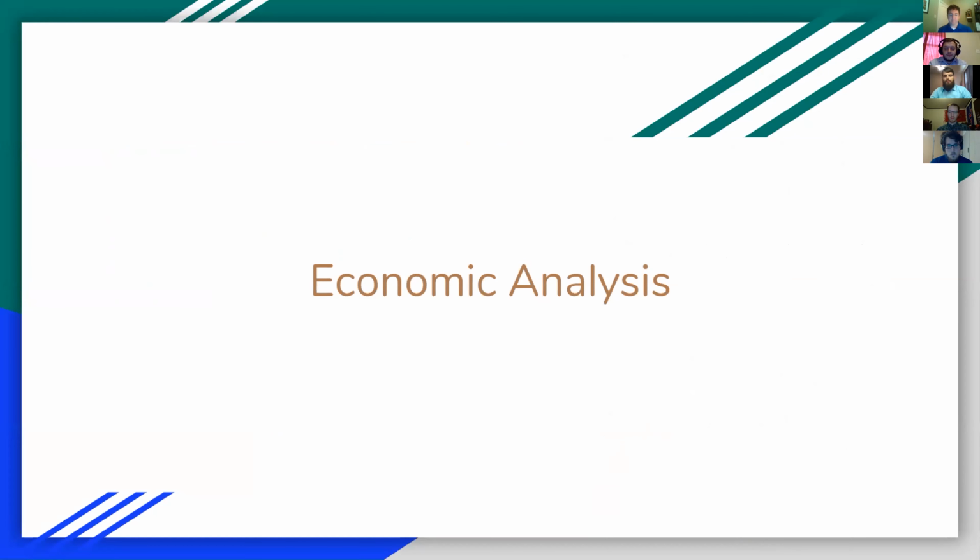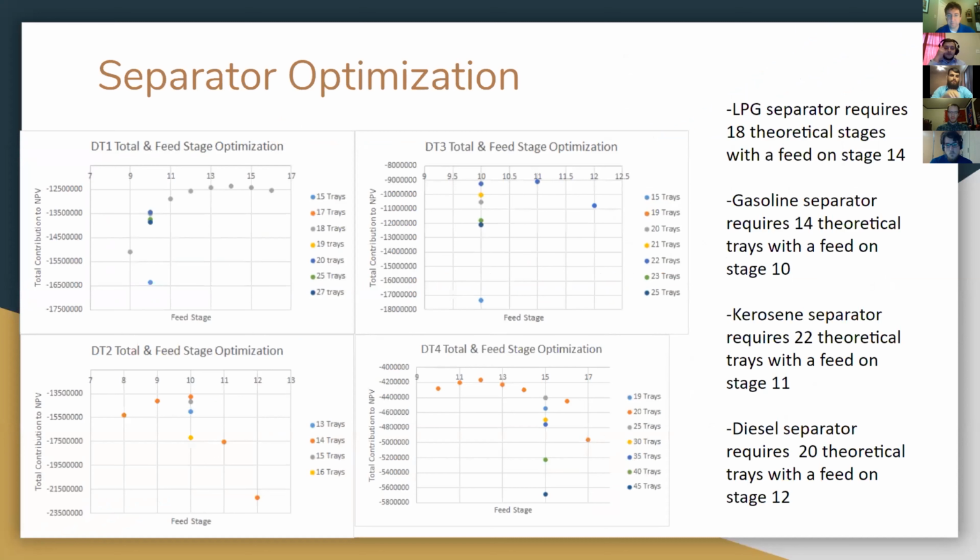So I'm going to talk a little bit about the equipment and the economic analysis of all the processes. Right here, first off, is our separator optimization. We optimized every separator for not only feed tray, but also the total number of trays. Right there, there's a clear peak on each one at the optimum feed and total tray space, and you can read on the right what exactly those numbers were.